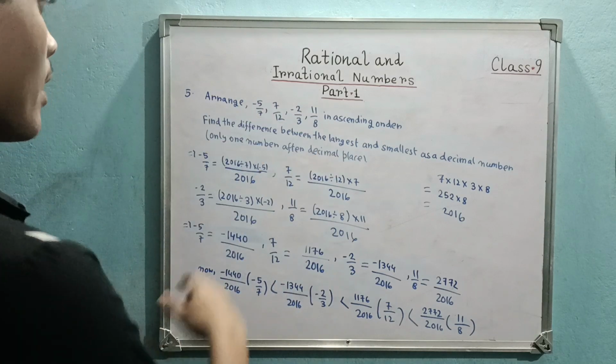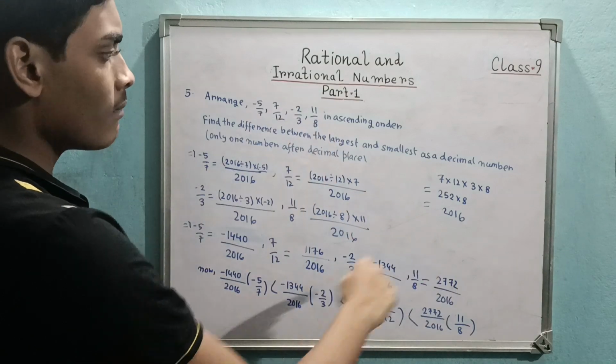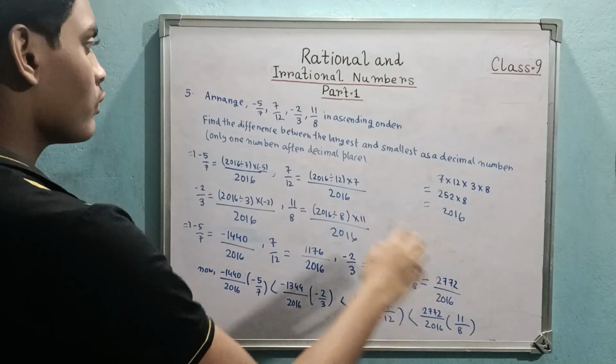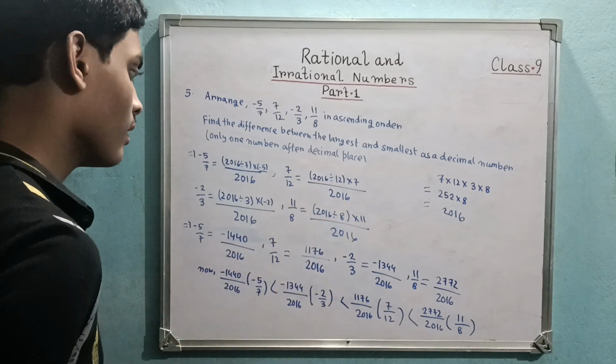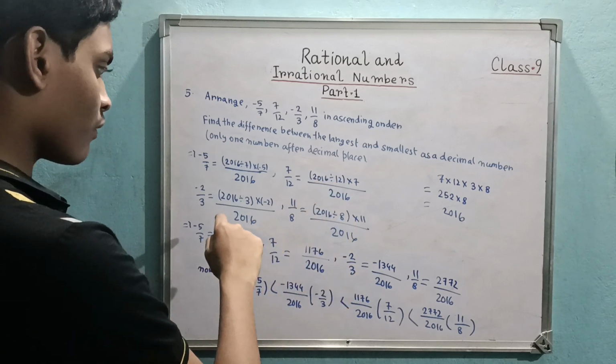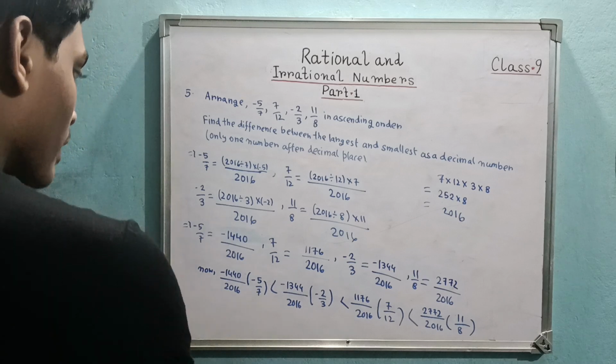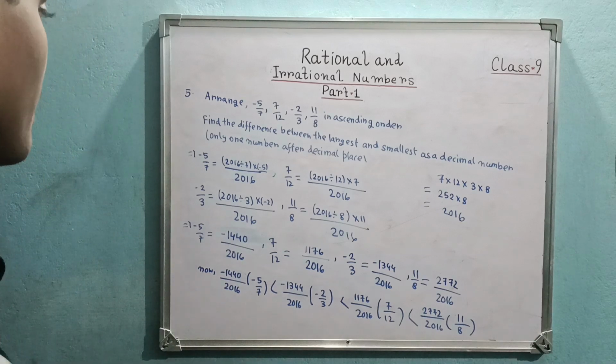Okay, so we found the means, multiplying all of them, we got 2016. Use this 2016 to make the denominators the same and get the respective numerators. Now we see in the numerators which is the smallest and the largest. According to them, we arrange them in ascending and descending order.